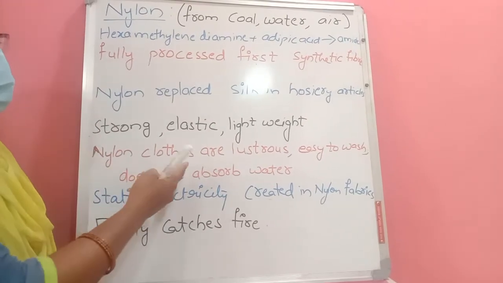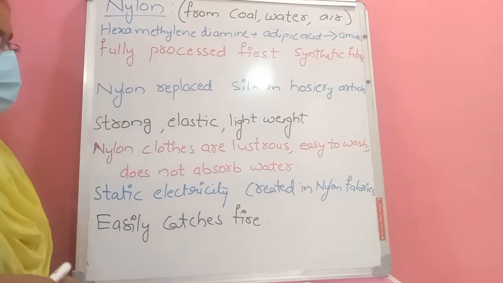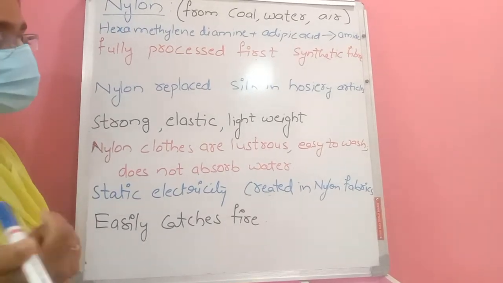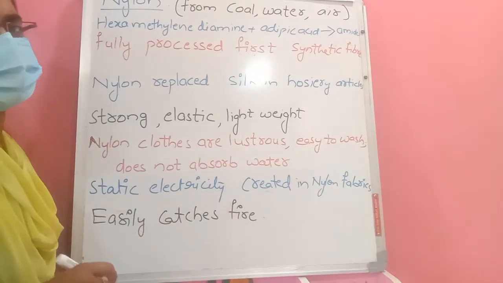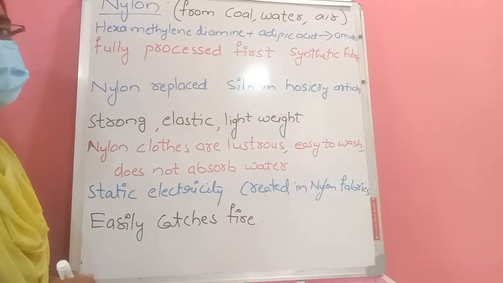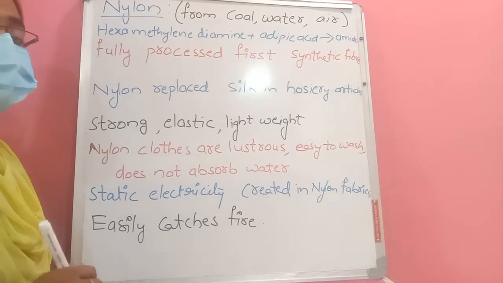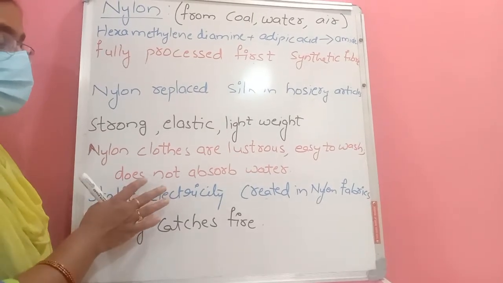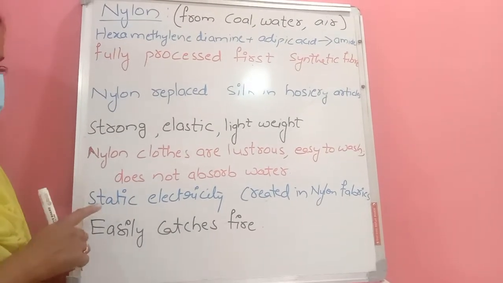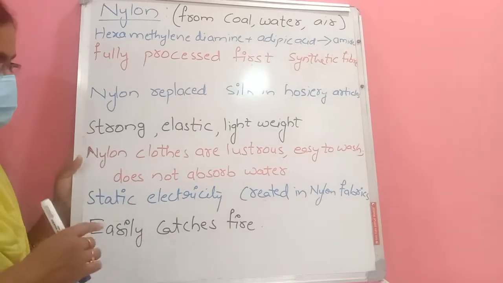Nylon fiber clothes or fabrics are lustrous and easy to wash. We can wash them easily, whereas silk we cannot wash easily. And nylon does not absorb water. So that's why. Next I'll tell the uses.